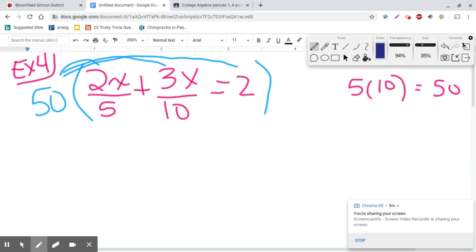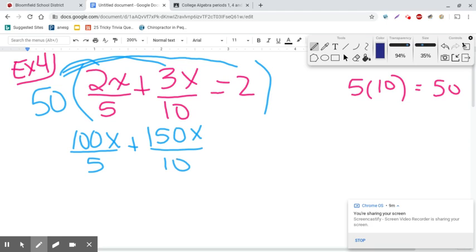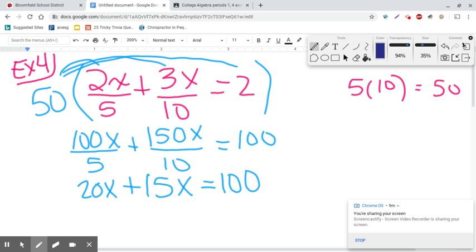All right, guys, so 50 times 2x gives us 100x. Keep it over your original denominator, bring down your plus. 50 times 3 gives us 150x over 10, original denominator, equals 50 times 2 is 100. Okay, from there we're just going to divide now. 100x divided by 5 gives us 20x. 150 divided by 10 gives us 15x. And we're going to bring down our 100. Now we're just going to combine like terms.